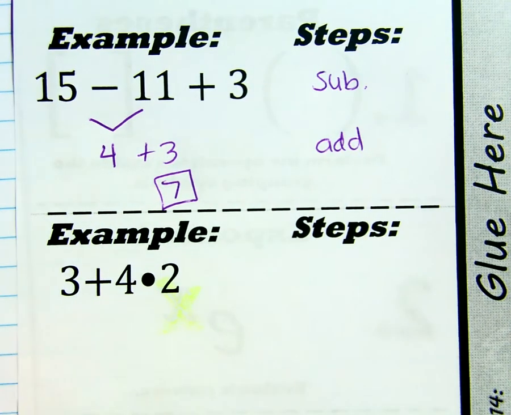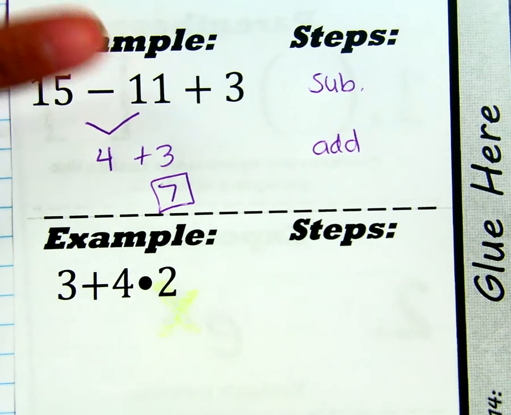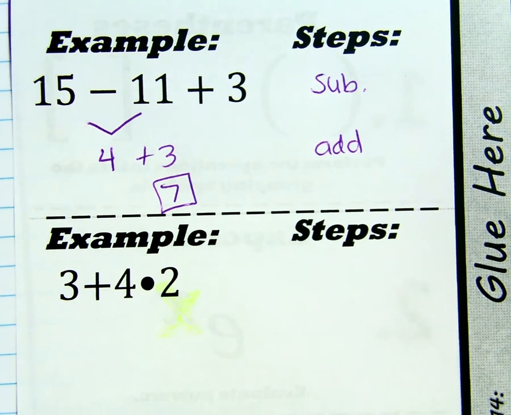If we would have done it the other way, we would have had 11 plus 3 is 14. And then 15 minus 14 is 1. Are they the same answer? No. Okay.